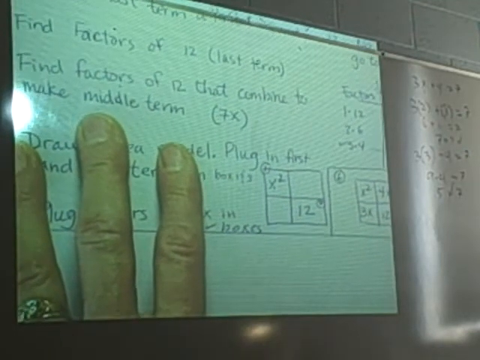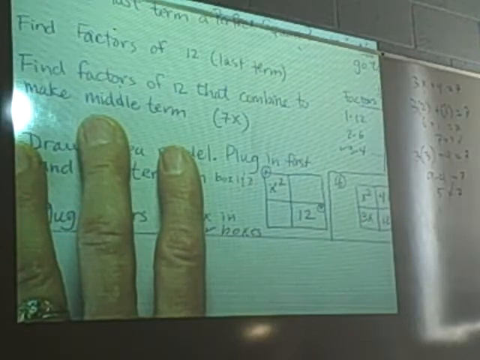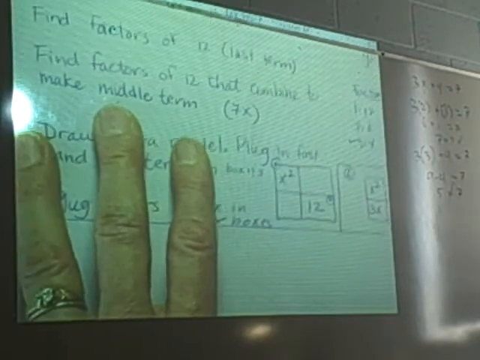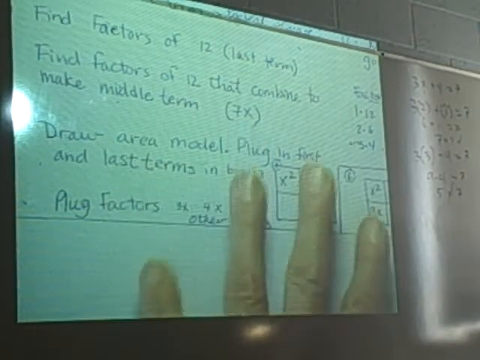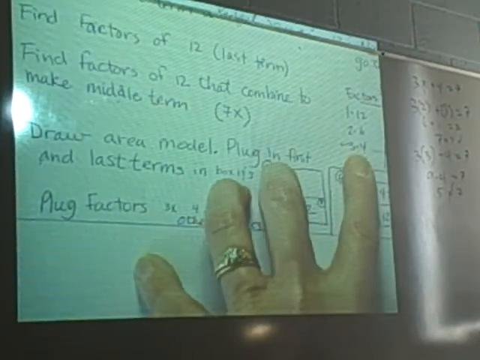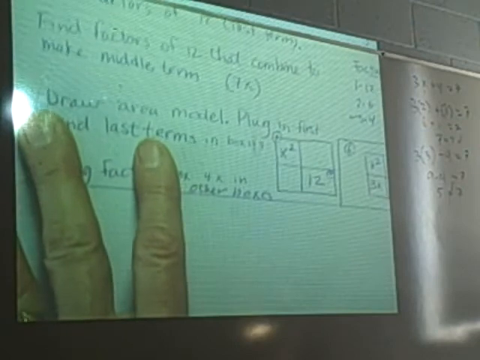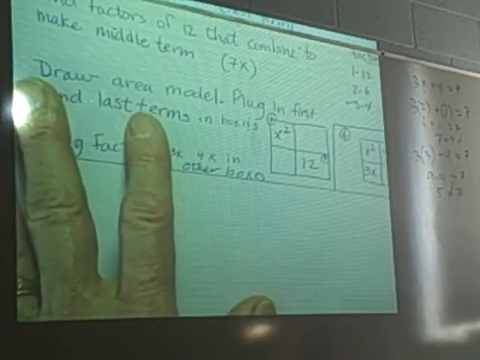Okay, so I'm going to give you a problem. I'm going to show you a negative problem as well. Find the factors of 12 that combine to make the middle term 7x, and we decided that the factors were what? 3 and 4. Okay, and I'm going to ask you to do this.